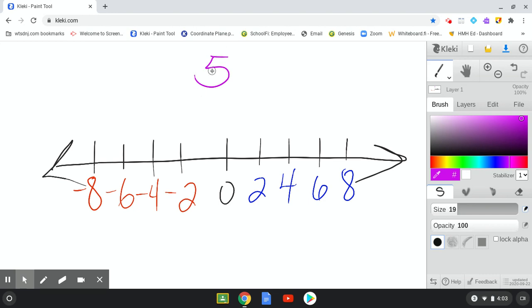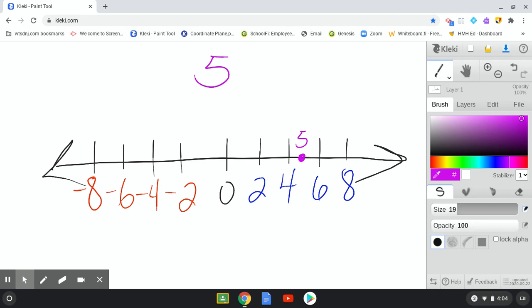And I want to graph +5. Well, I don't have a tick mark. Remember, these are called tick marks. I don't have a tick mark labeled with 5 because these are going by 2s. They're going in increments of 2s. But where would +5 land? Well, first of all, it's going to be to the right of 0. And it's going to land right in the middle of +4 and +6. So I would plot a point right in the middle, and I would label that as +5.